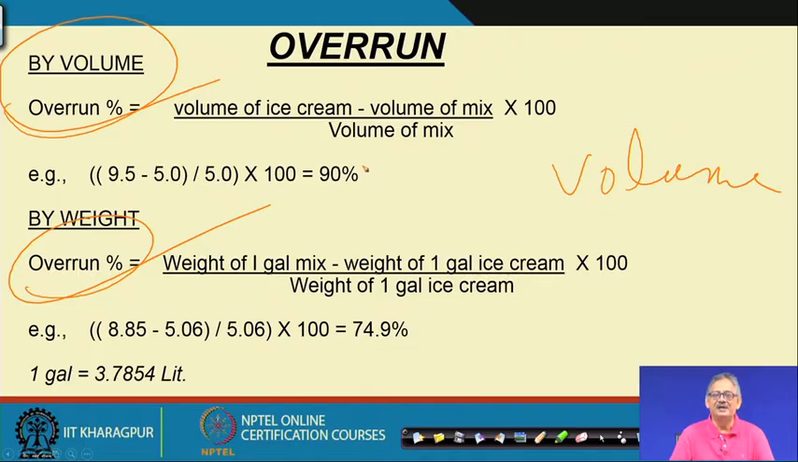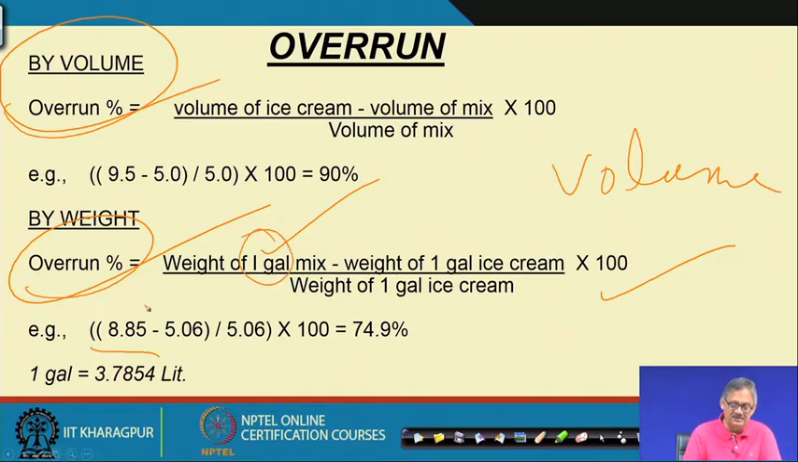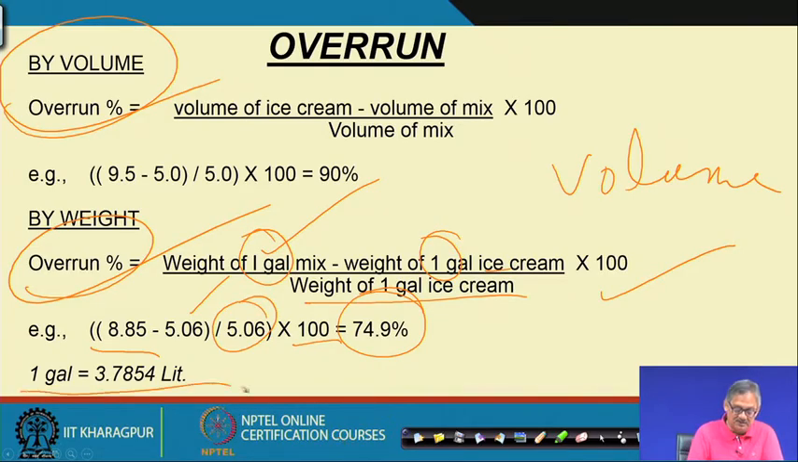However, to give an idea, we have included this. Percent overrun by weight: say 8.85 is the weight of 1 gallon of mix, or one known volume of mix, minus the weight of the same volume of ice cream, that is say 5.06, over the weight of the same volume of ice cream, that is 5.06, times 100. This gives 74.9% overrun, right. And generally 1 gallon is 3.7854 liters.